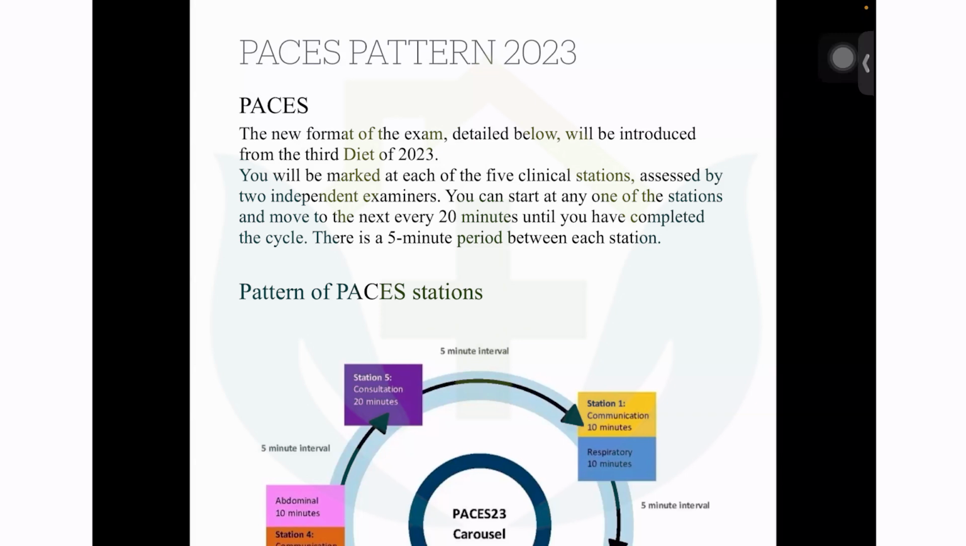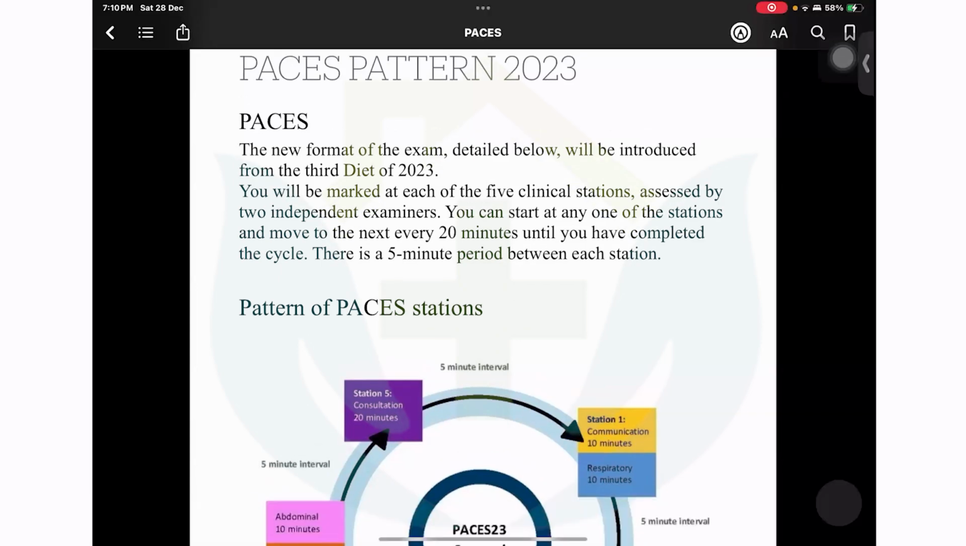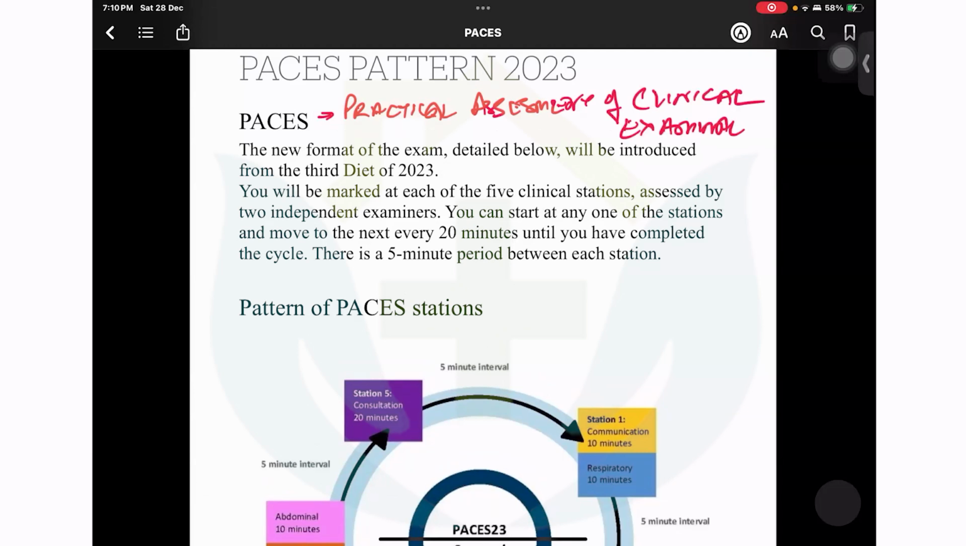So PACES stands for the practical assessment of clinical examination skills. So why am I telling you this? PACES stands for practical assessment of clinical examination skills. So you have to understand that they will be assessing your clinical examination skills thoroughly. And it is not like OSCE or the random exam of the USMLE where there are dummy patients. No, you will get actual patients. So be ready to examine the actual patients.